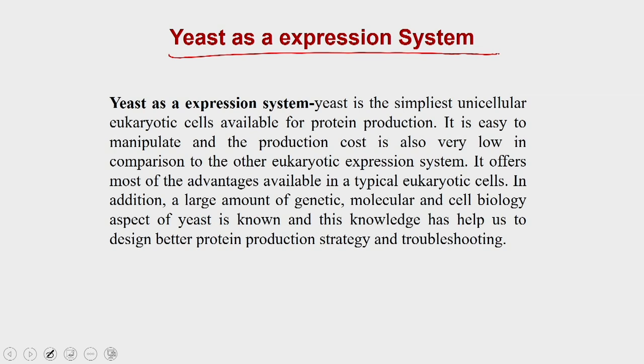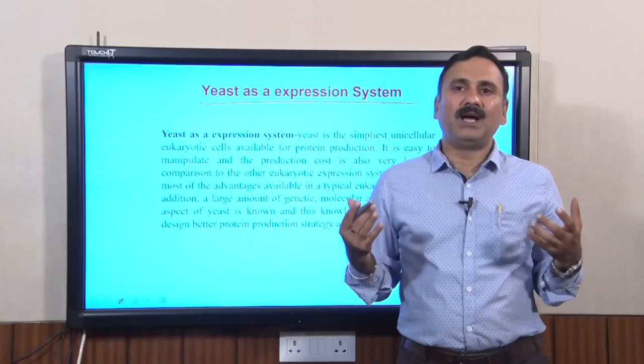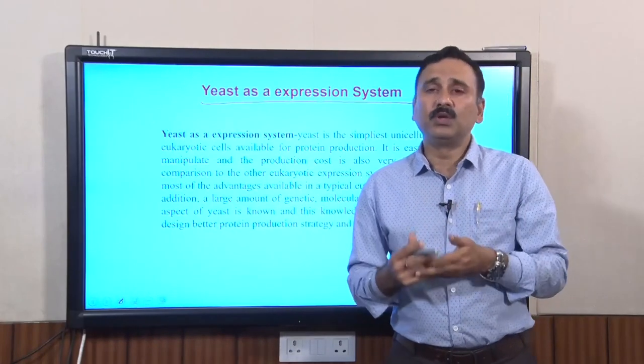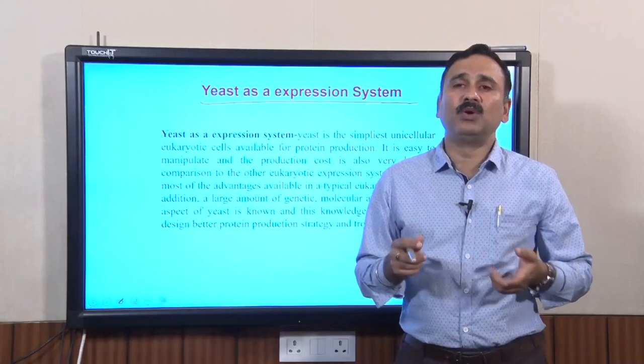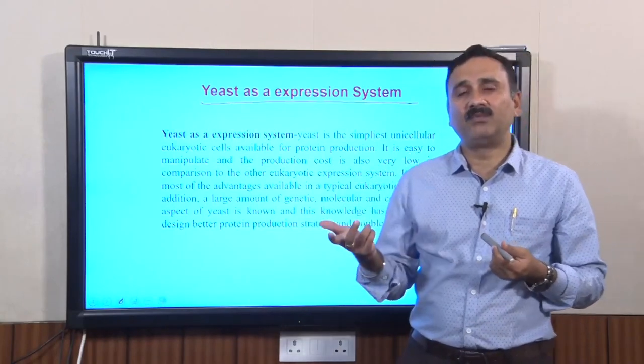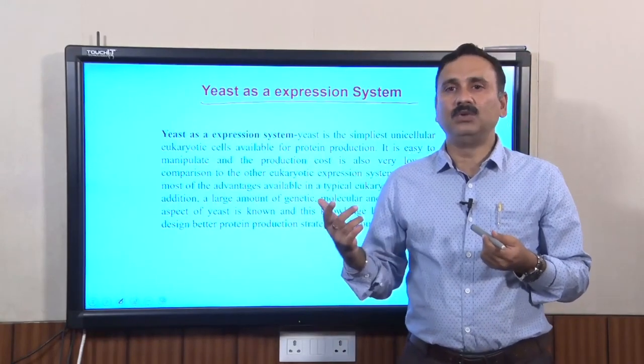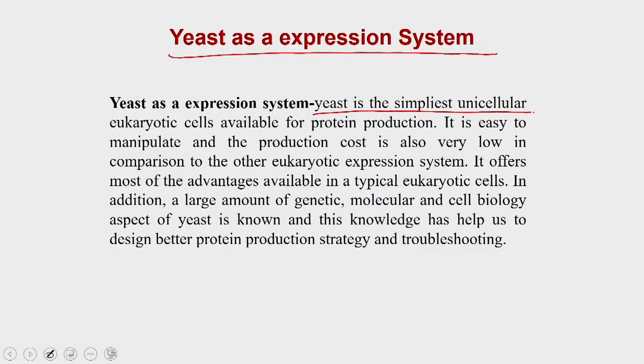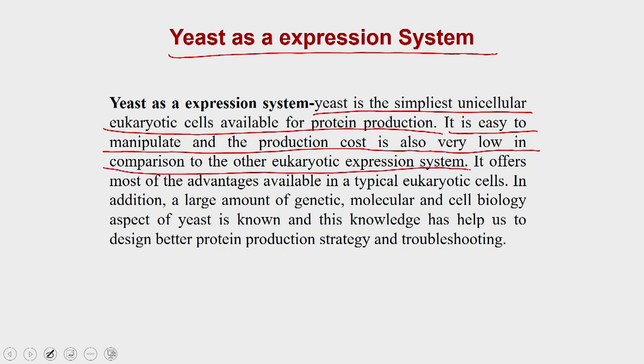Yeast is the simplest unicellular eukaryotic organism which you can use for overexpressing those proteins which are not going to overexpress nicely in the prokaryotic system. So yeast is the simplest unicellular eukaryotic cell available for protein production. It is easy to manipulate and the production cost is very low in comparison to the other systems.